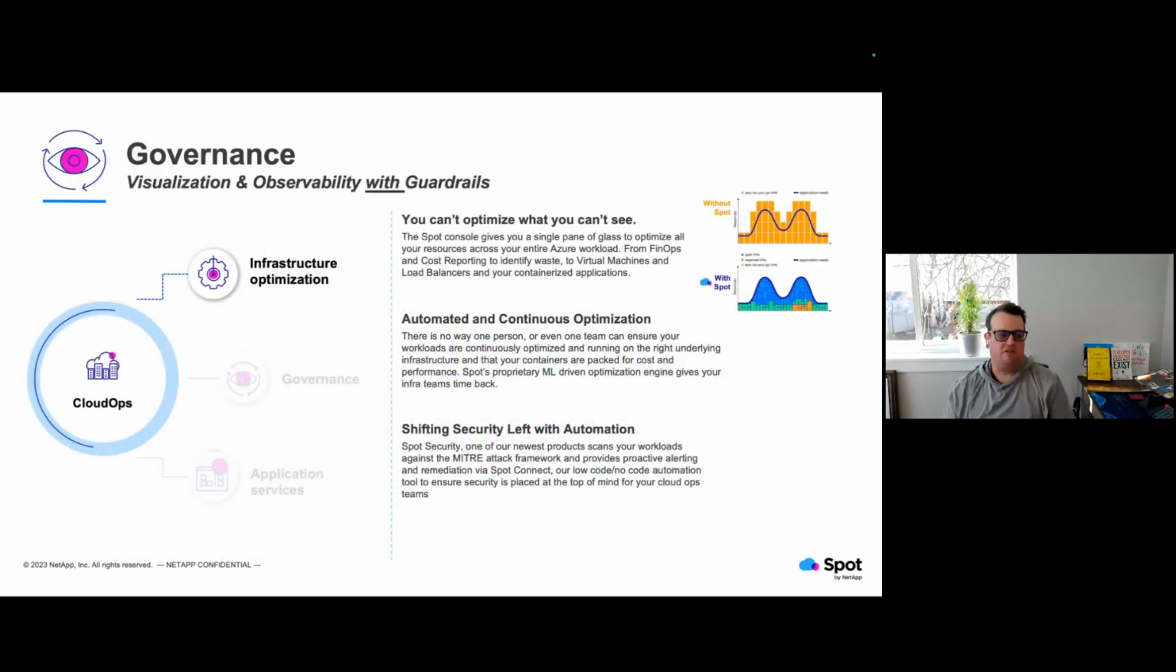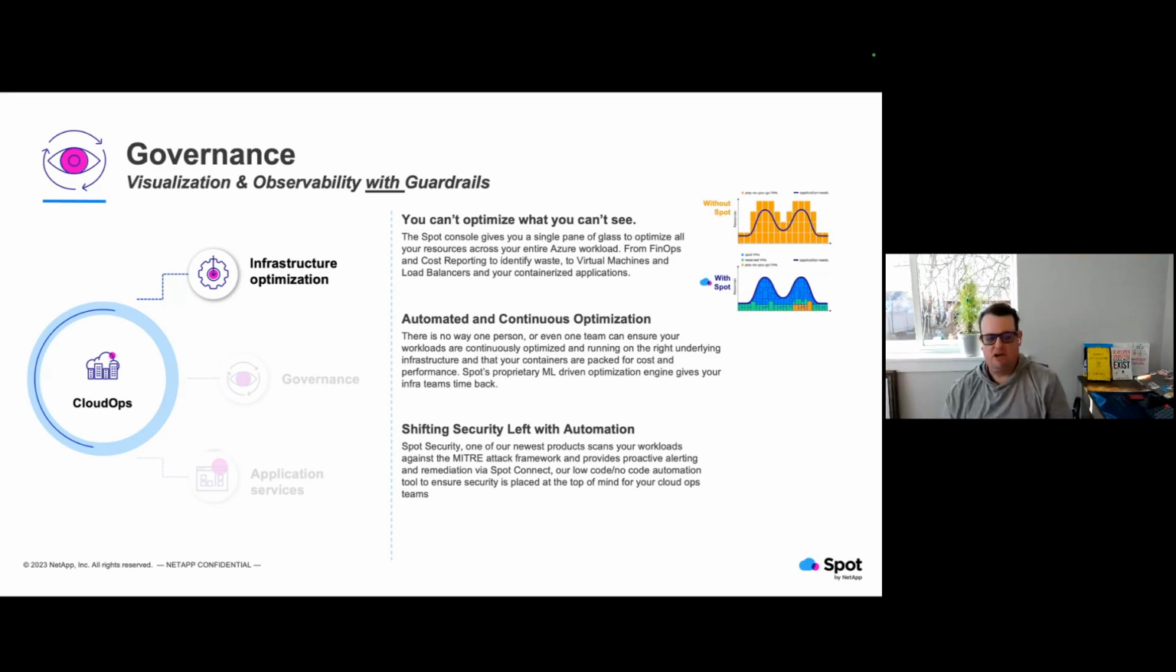So let's talk about governance. When we say governance, we take it beyond just the idea of governing your cloud estate. We wrap in visualization and observability, two new big buzzwords in cloud computing, and we help you enable those guardrails. Why? Because you can't optimize what you can't see. The Spot console, which we'll give a demo of as part of this presentation, gives you a single pane of glass to optimize your resources across your entire Azure workload.